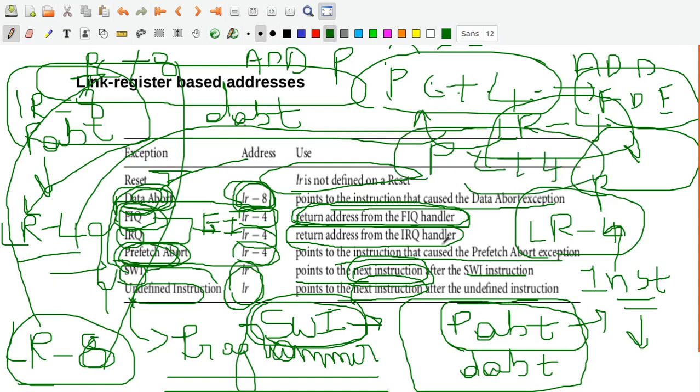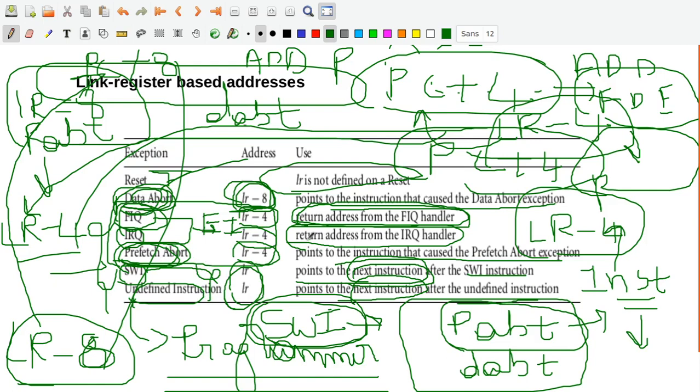So PC plus 4 is stored into the LR, the next instruction that will be stored. When it returns from the exception, LR will be copied to the PC, and definitely it will be pointing towards the next instruction after the software interrupt instruction or the undefined instruction. So this is what you have to understand: why LR minus 8 is there, why LR minus 4 is there for the other 3 exceptions, and why plain LR is there for the other 2 exceptions.